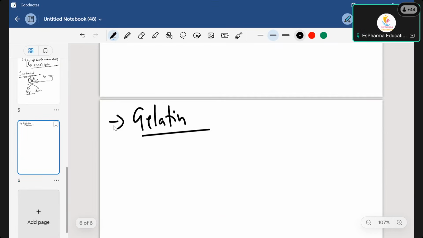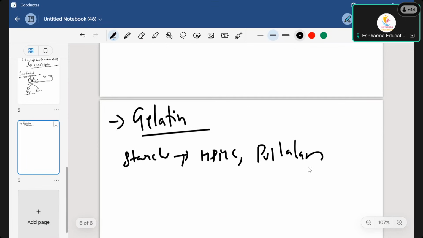So nowadays, what is happening, other than gelatin, the capsules are also prepared with starch. Capsules are also prepared with HPMC. Capsules are also prepared with pullulan. Means gelatin is replaced with the starch, HPMC and pullulan.